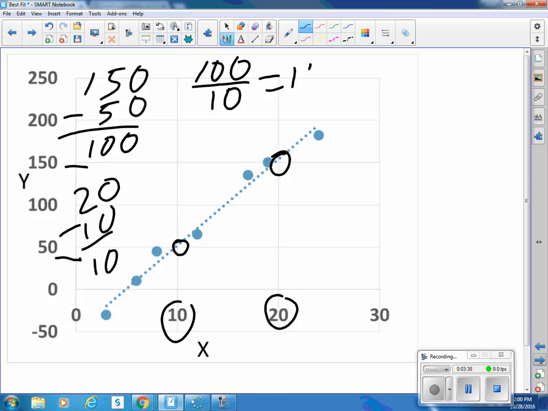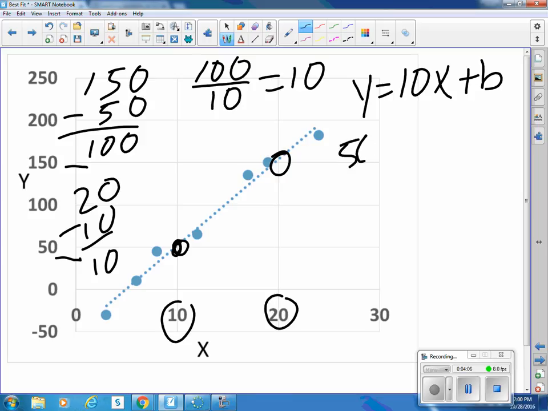20 minus 10 is 10, so we got up 100 in y when x changed by 10. Well, that's 10 times as much. So the way that we write that, y is changing 10 times as much as x, is like this: y equals 10x. Plus it crosses the y-axis somewhere. Looks like it's headed for negative 50. Let's go ahead and plug in maybe 10 and 50 and see.